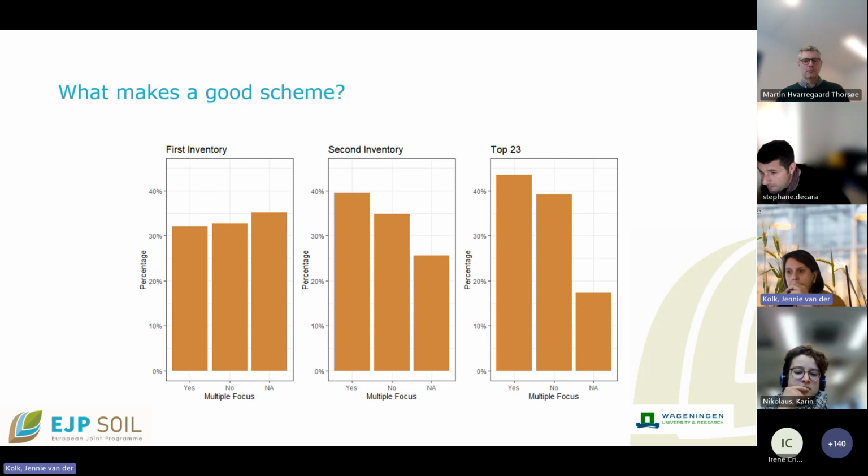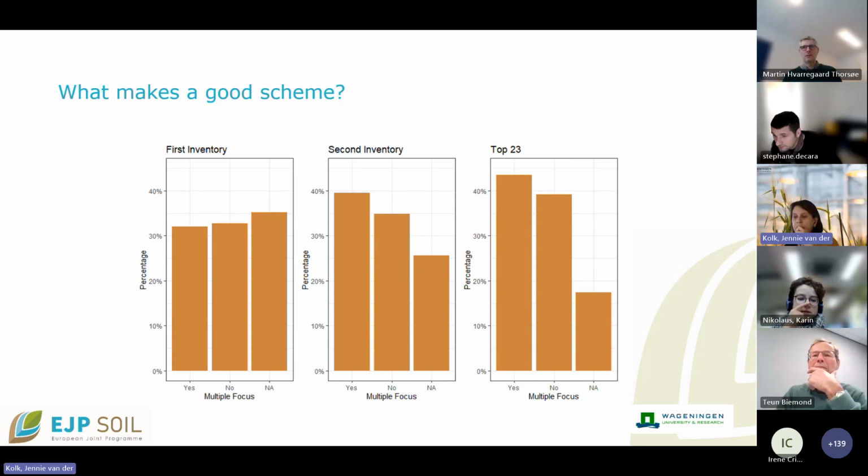Then we also had a closer look at whether there's a multiple focus of the scheme. Also here you see that there's not a big difference in the first inventory with all schemes involved, private, public, result-based, action-based. But in the top 23, the highest scoring schemes more often have a multiple focus. That's what you see.